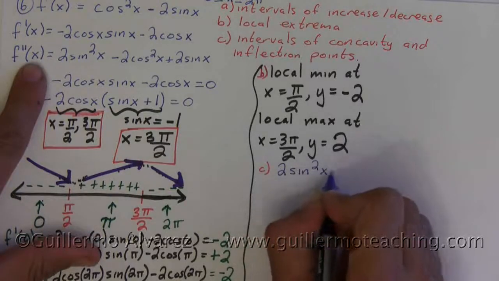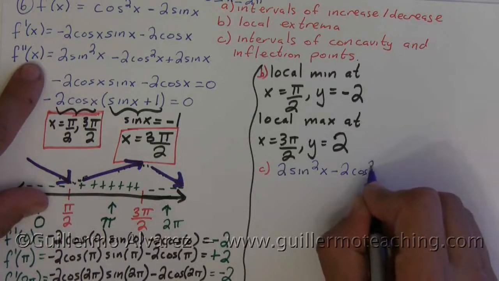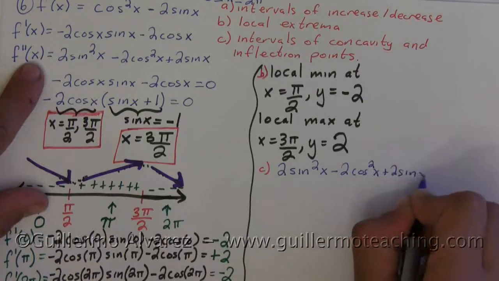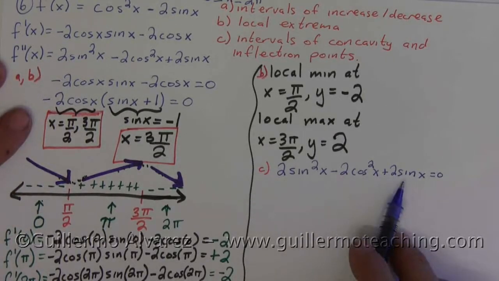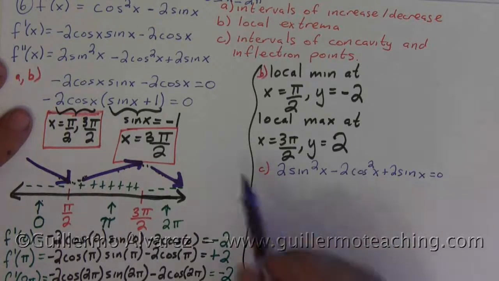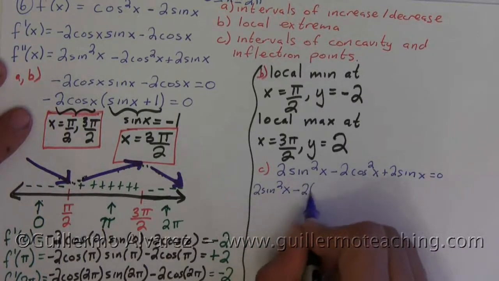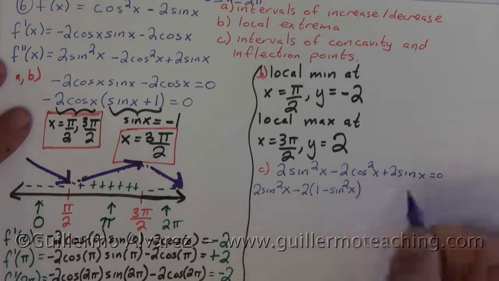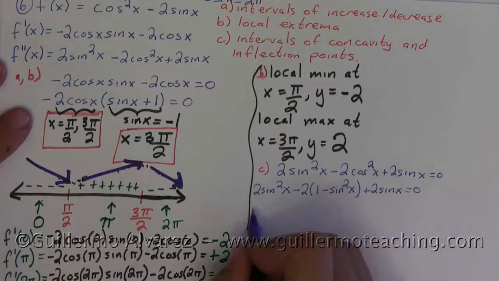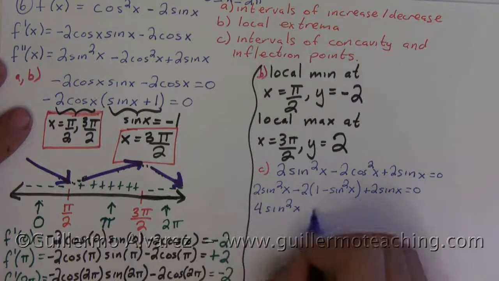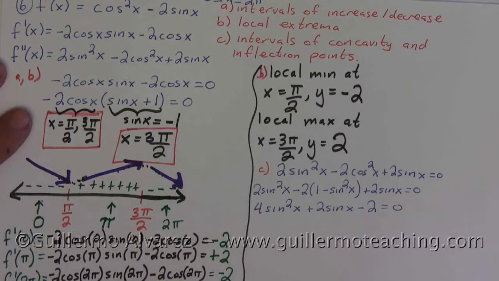I'm just going to rewrite it here. And I'm going to try to find the x values for which the second derivative is equal to 0. Okay, well, remember that cosine squared is the same as 1 minus sine squared. So if I simplify this, what I'm going to get is 4 sine squared x plus 2 sine x minus 2 is equal to 0.